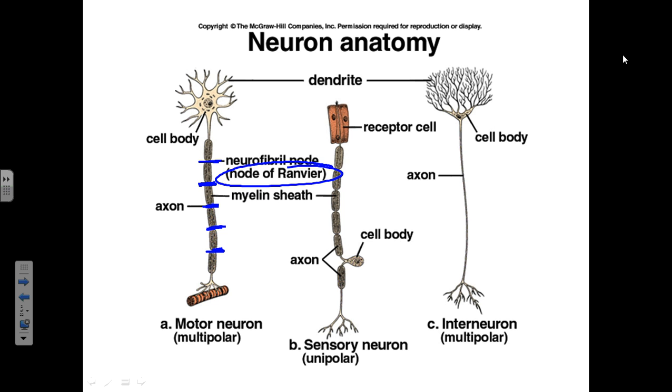And in those nodes, there's a lot of gates for sodium and potassium. So that instead of this action potential actually going through this whole neuron like electricity has to go through a wire, here's what happens. Let's say that the action potential starts here. Well, that causes sodium channels to open over here. And when the voltage gets high enough over here, it causes sodium channels to open up over there. When it gets high enough here, it causes them to open up over here.